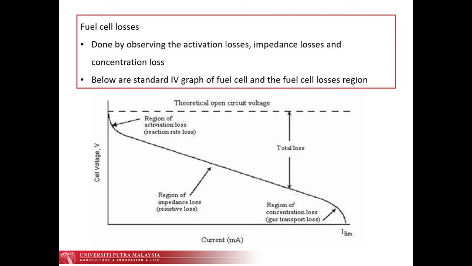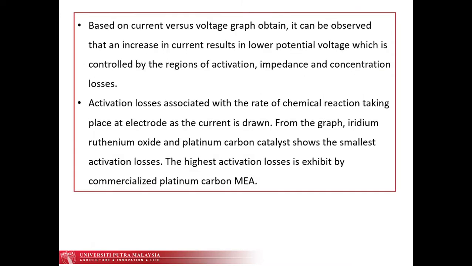Fuel cell loss is done by observing the activation loss, impedance loss, and concentration loss. The figure below shows the standard current versus voltage graph of a fuel cell and the fuel cell loss regions. Based on the graph, it can be observed that an increase in current results in lower potential voltage, which is controlled by the regions of activation, impedance, and concentration loss.